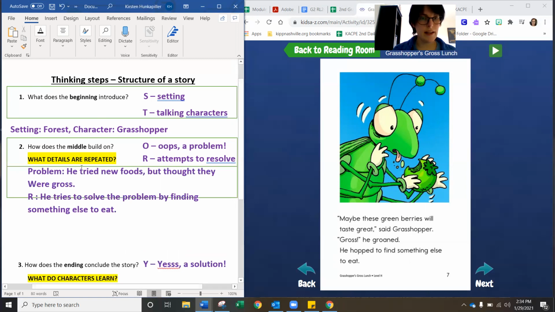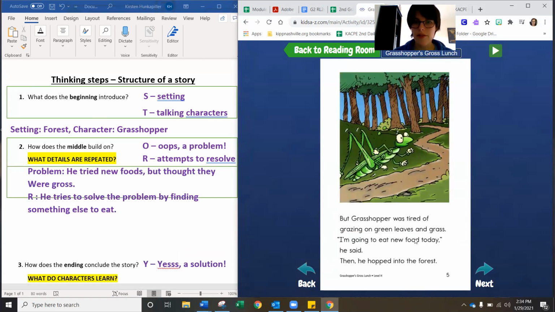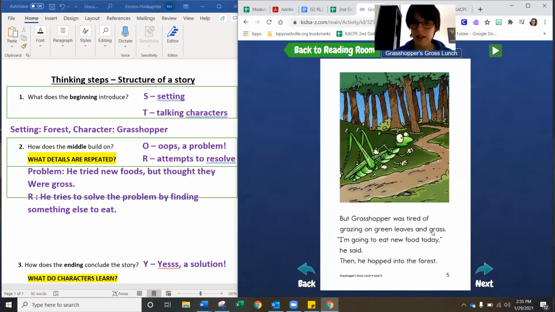Now, what details are repeated? I know the grasshopper likes to eat and he grins when he sees new food. So that tells me he likes to eat, right? So at the beginning, it says he grazed on grass, then he wanted to eat new food.